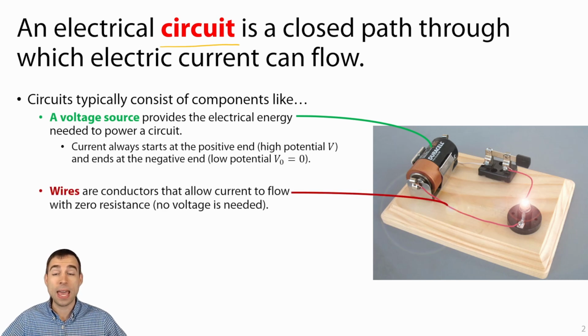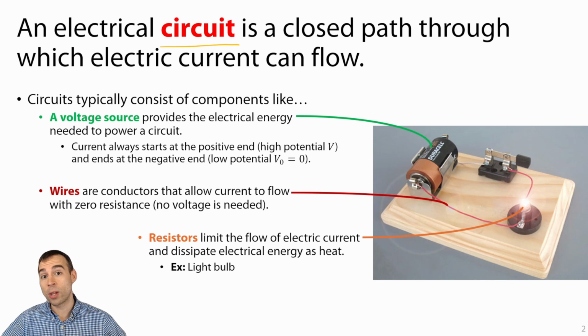Then we'll have a set of wires that connect these electrical components. Usually a wire is something with very low resistance, so we would expect that there would be no potential drop across that material. And then a circuit will have some type of resistive load. In this case, we call that a resistor, which ultimately limits the flow of electricity by dissipating some of the electrical energy of the circuit into the form of heat or light.